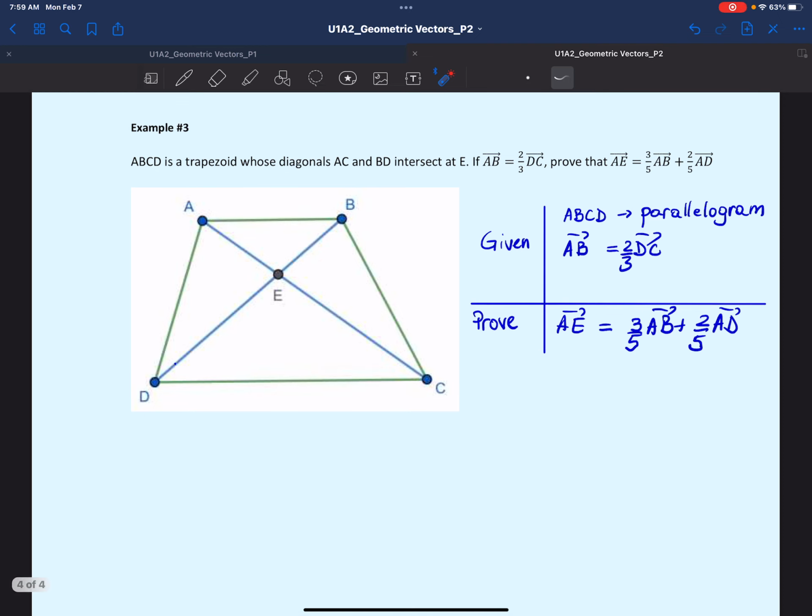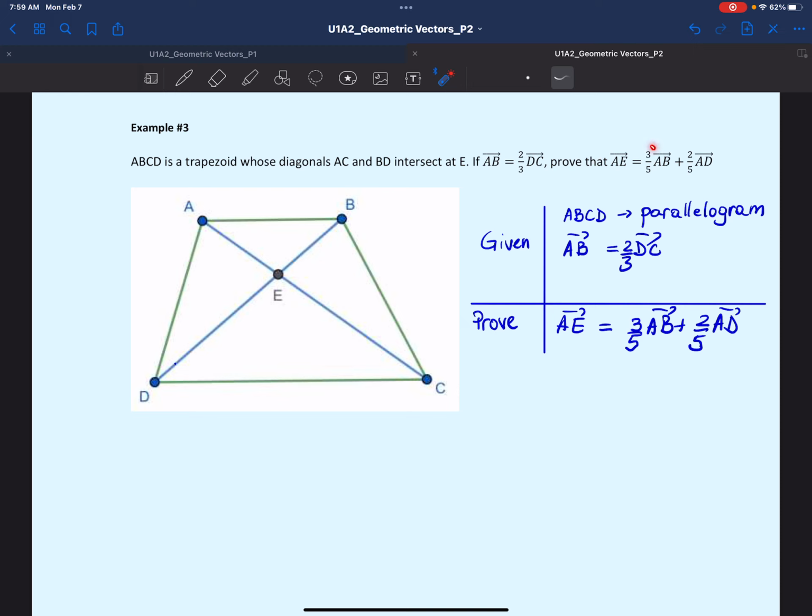And I like to organize the information when proving statements, especially in geometry, into given and prove. So ABCD is a trapezoid, and we are told that AB is 2/3 of DC. Now we need to prove this statement here: AE equals 3/5 of AB plus 2/5 of AD.